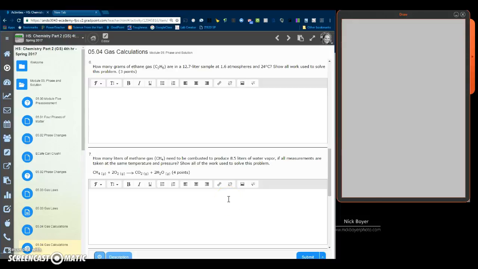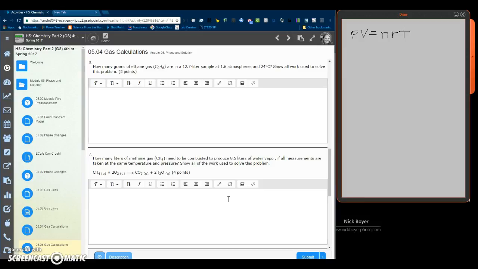Okay guys, this is just going to be a quick tutorial for 5.04 gas calculations. I've got a couple of practice problems up on the screen and I will work through those with you. The first thing I want you to know about problem number 6 is that since we are given a pressure and a temperature, we're not dealing with standard temperature and pressure, and so we need to use the formula PV equals nRT.